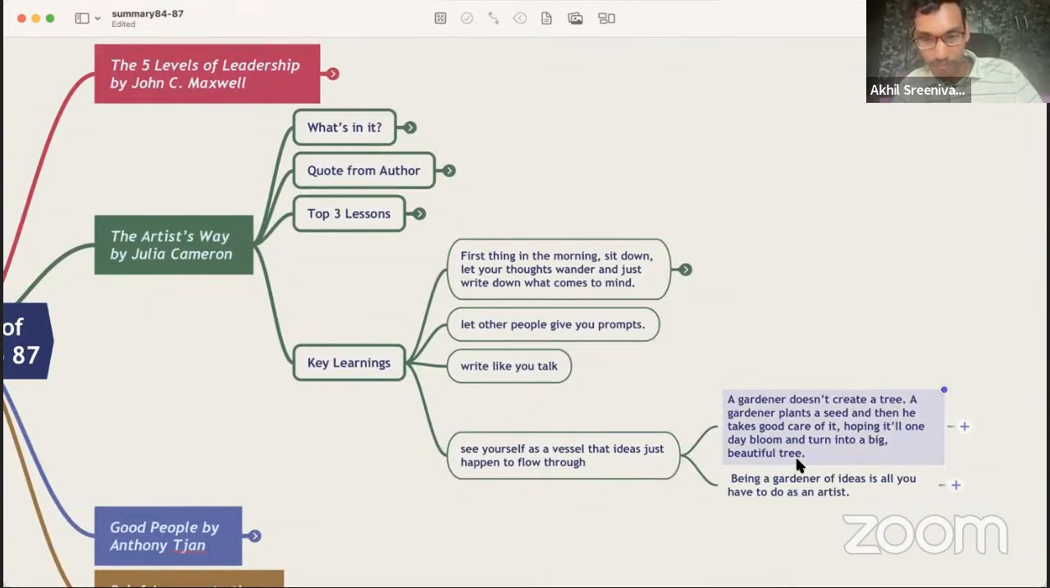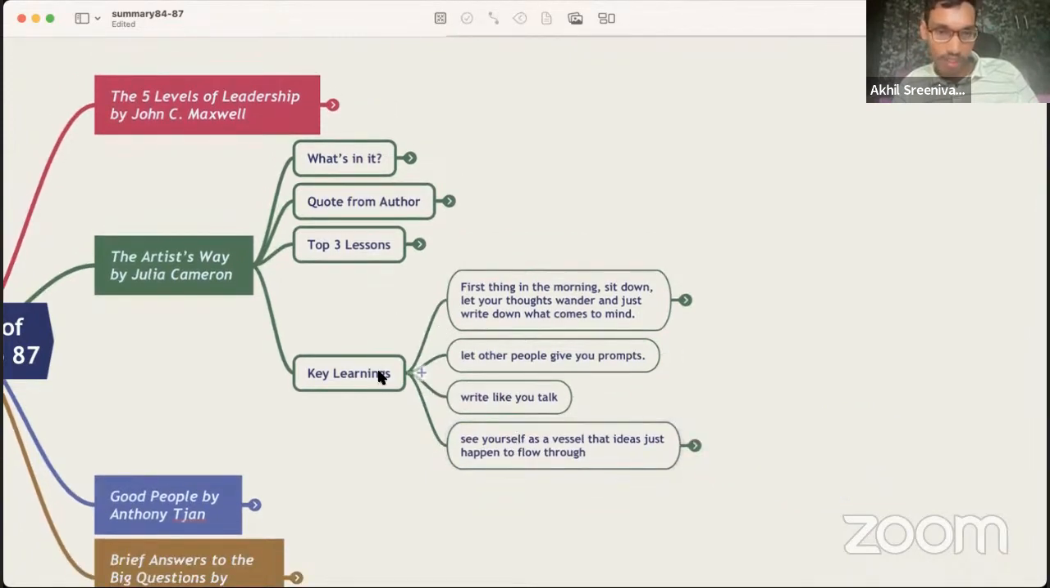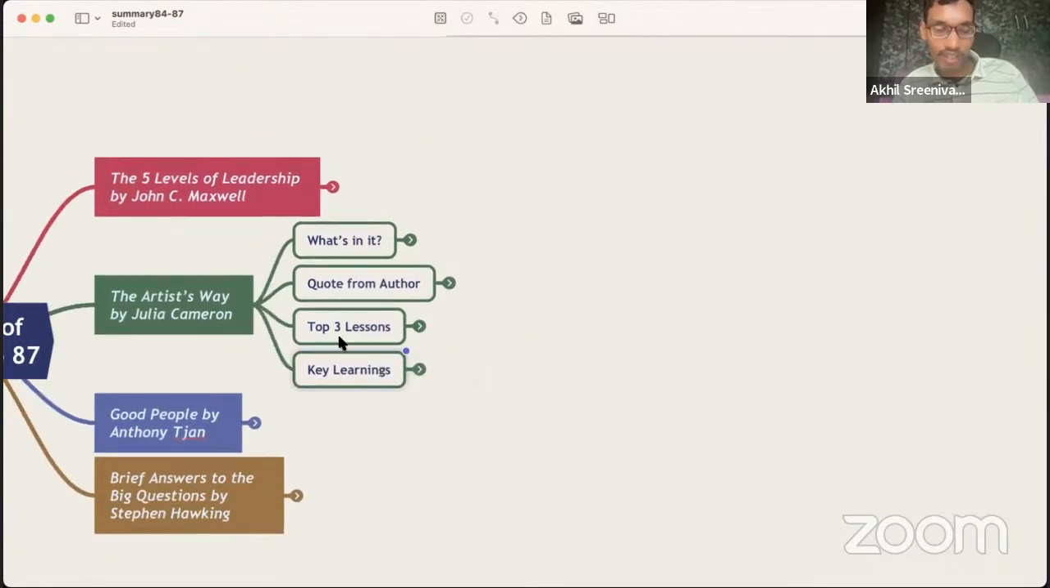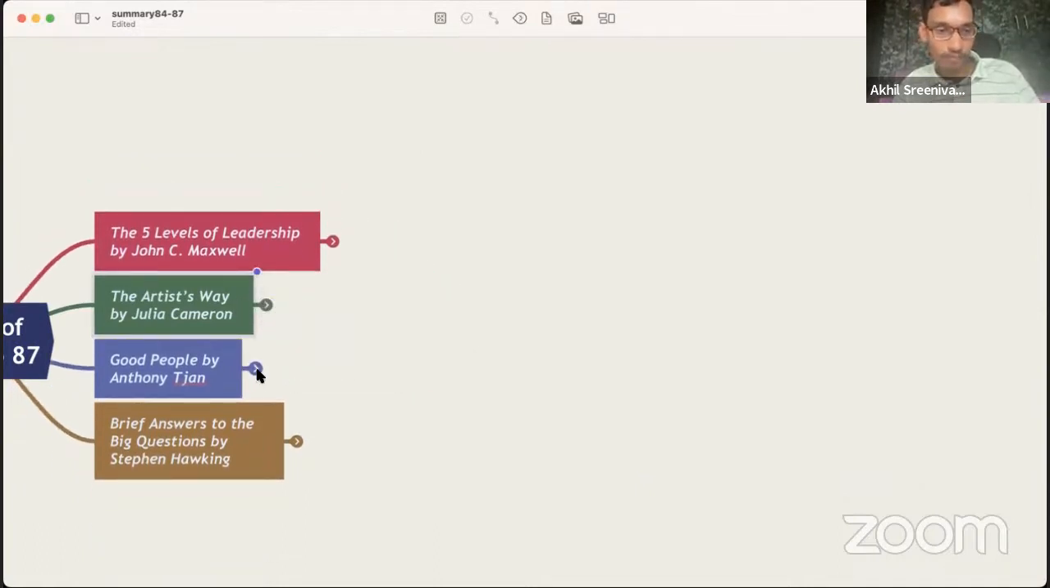In the same way, being a gardener of your own ideas is all you have to do as an artist. So whatever ideas come to your mind, just be a gardener of your ideas. Plant a seed and take good care of it. That's it. The Artist's Way suggests that we become a gardener of ideas. How to do that? Early in the morning, sit down and write down one or two pages of your thoughts.